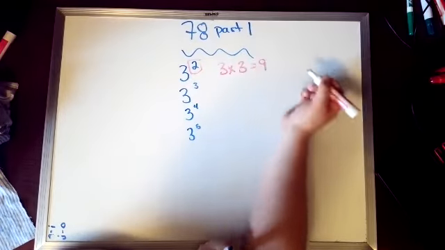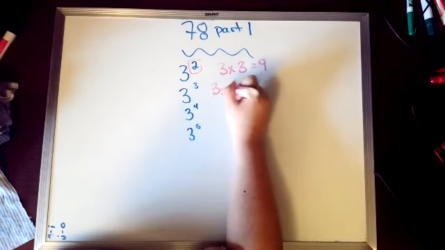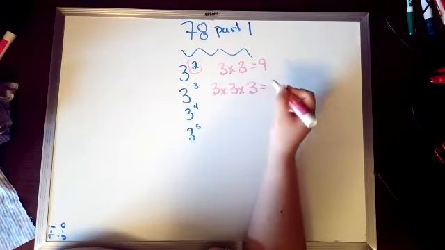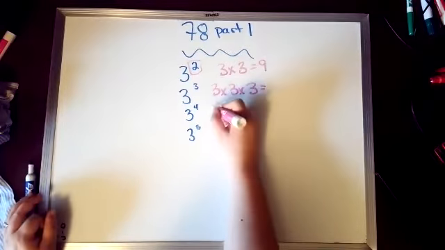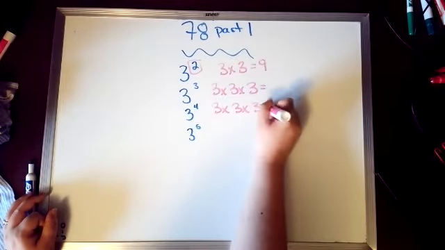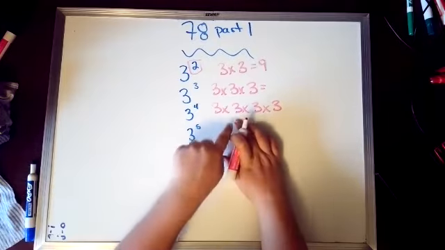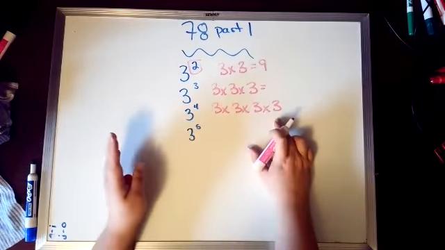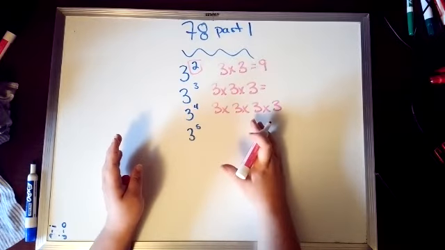So 3 squared is 9. 3 cubed is 3 times 3 times 3, which means we're going 9 times 3. Okay, and you keep going along those lines. 3 to the power of 4 would be 3 times 3 times 3 times 3. So you have to remember, you do 3 times 3, then times that by 3, then times that by 3. Okay, it's not 4 times 3, it's 3 times 3 times 3 times 3.